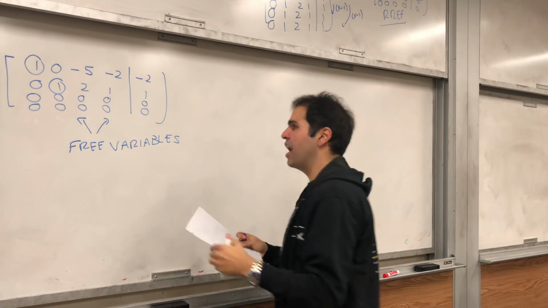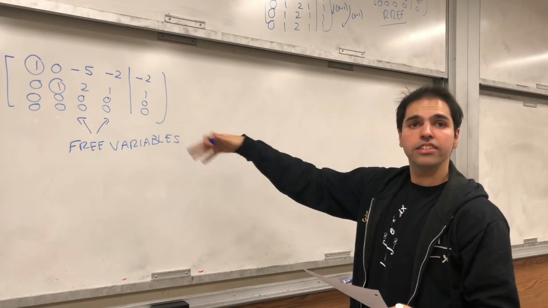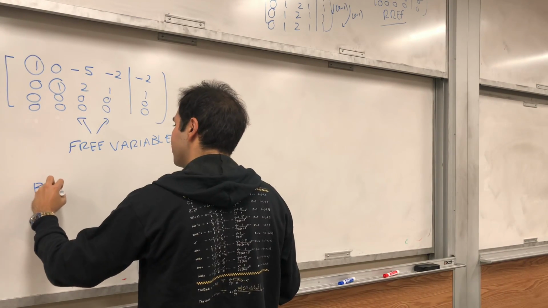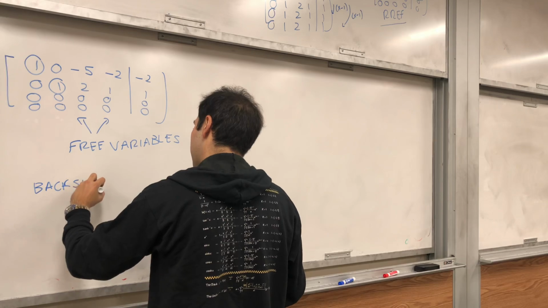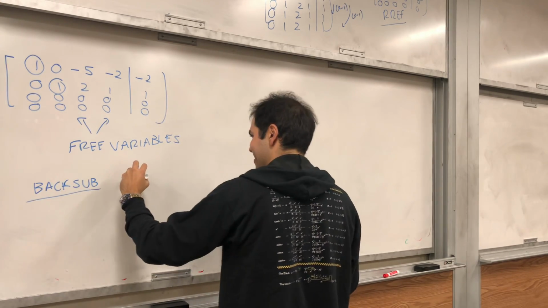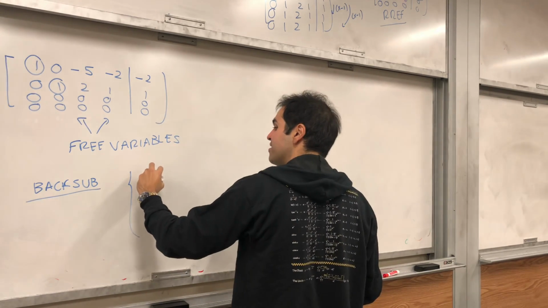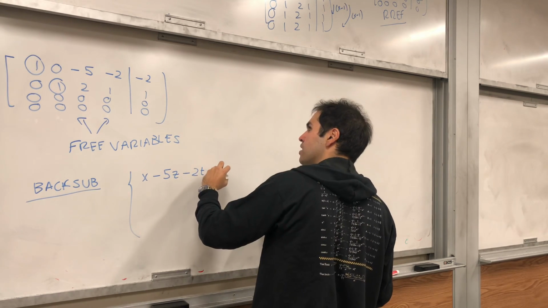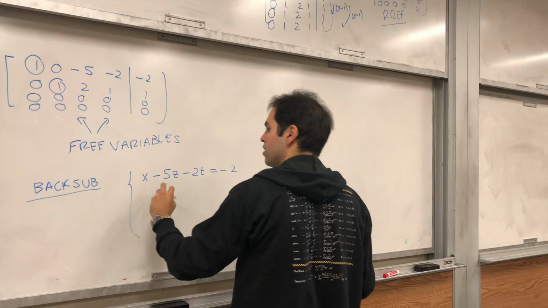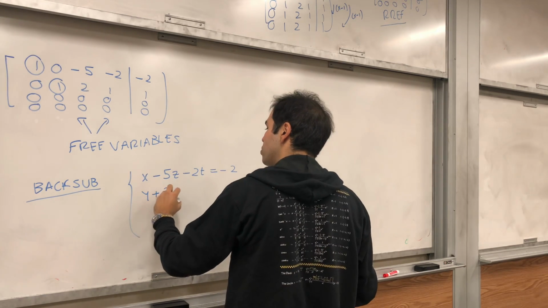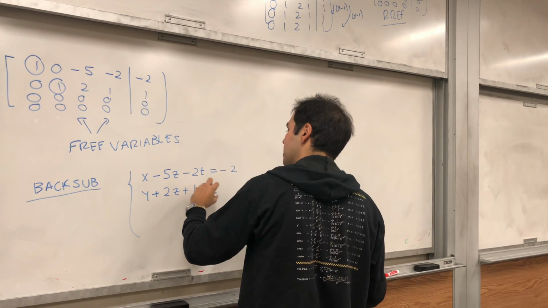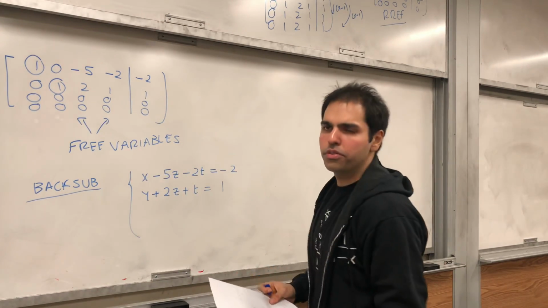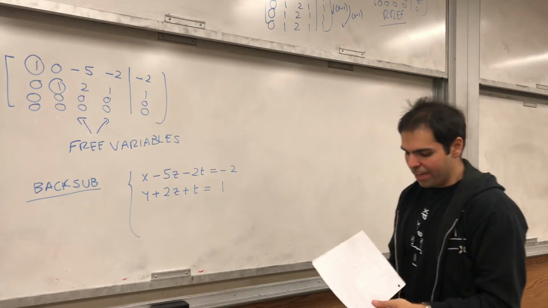Because let's now go back and write this in terms of x, y, z, t. This step is called back substitution, or back sub, as I like to call it. So this is x minus 5z minus 2t equals minus 2, and then y plus 2z plus t equals 1. And then, well, 0 equals 0 and 0 equals 0, but that's not new information.